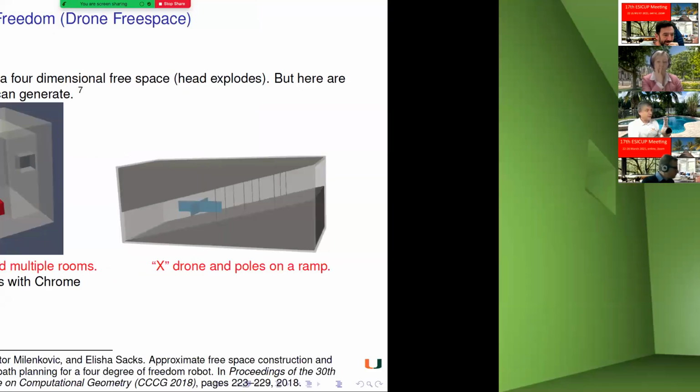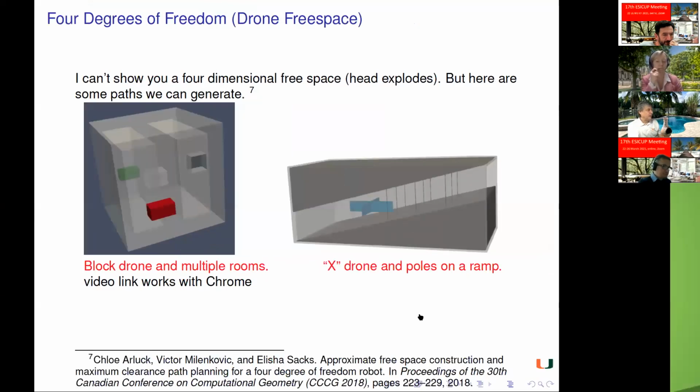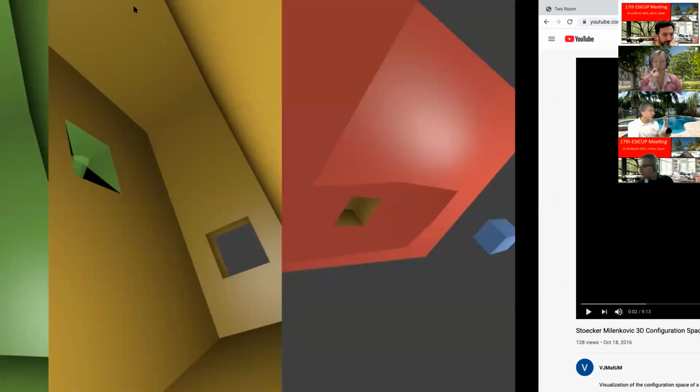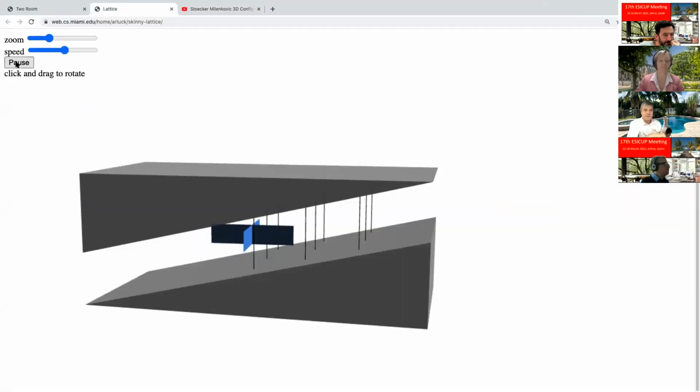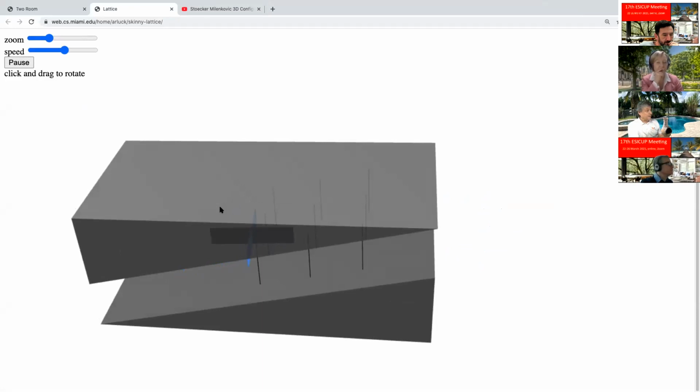Now, here's another example where the robot is kind of a cross-shaped drone, and it's trying to get past these very thin pillars while it goes up a ramp. And whoops, that is right here. And so we can see the robot in action. So we can do this 4 degree of freedom navigation.